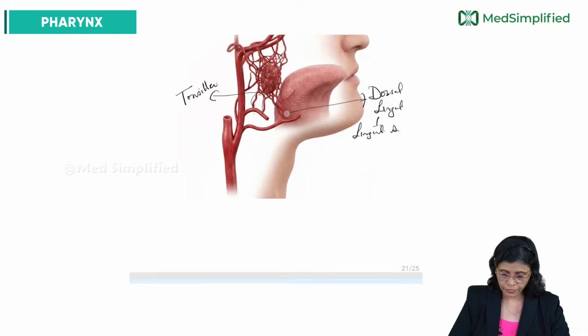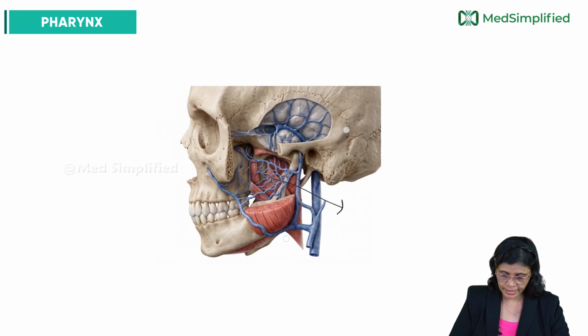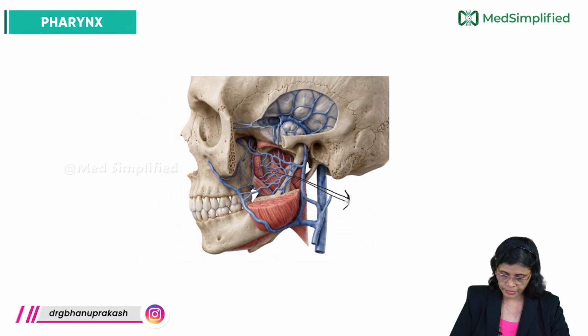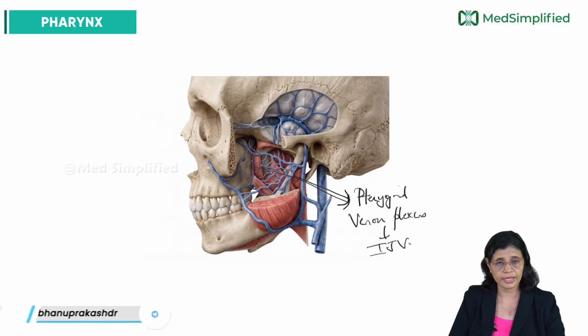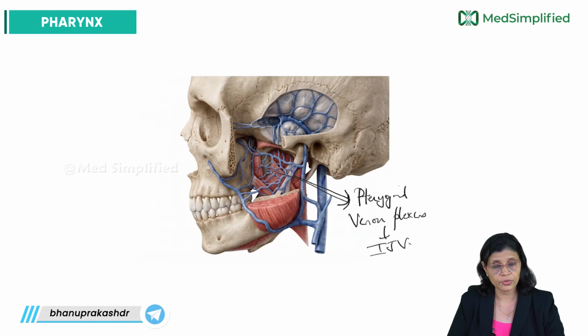The veins form a plexus, which we call the pterygoid venous plexus, and they drain into the internal jugular vein. The pterygoid venous plexus is connected to the cavernous sinus, to the dural venous sinuses, to the emissary veins. So any retrograde spread of infection can take place through the pterygoid venous plexus.